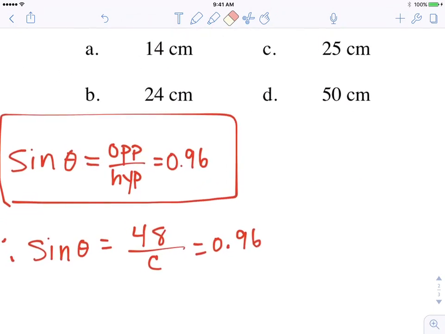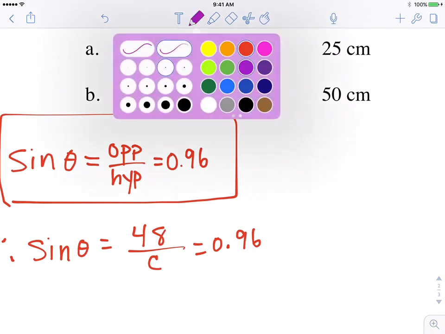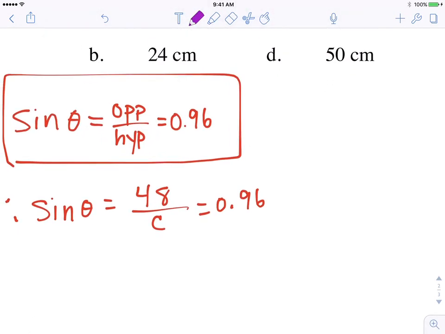Well, that's as simple as cross multiplication. So first of all, you know this actually from elementary school, from grade 2 and 3 even. You may have learned about fact families. We know 48 divided by c equals 0.96. Think of a simpler example.